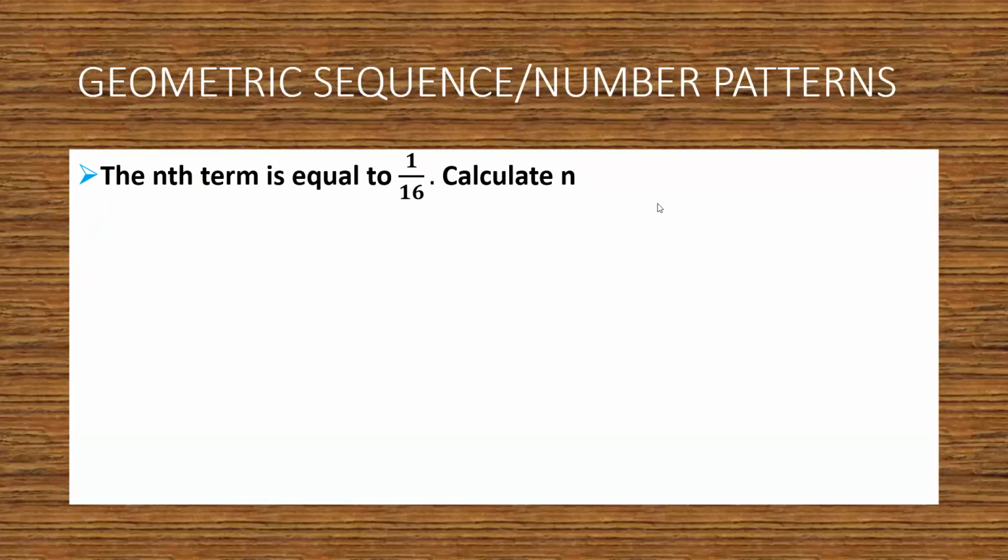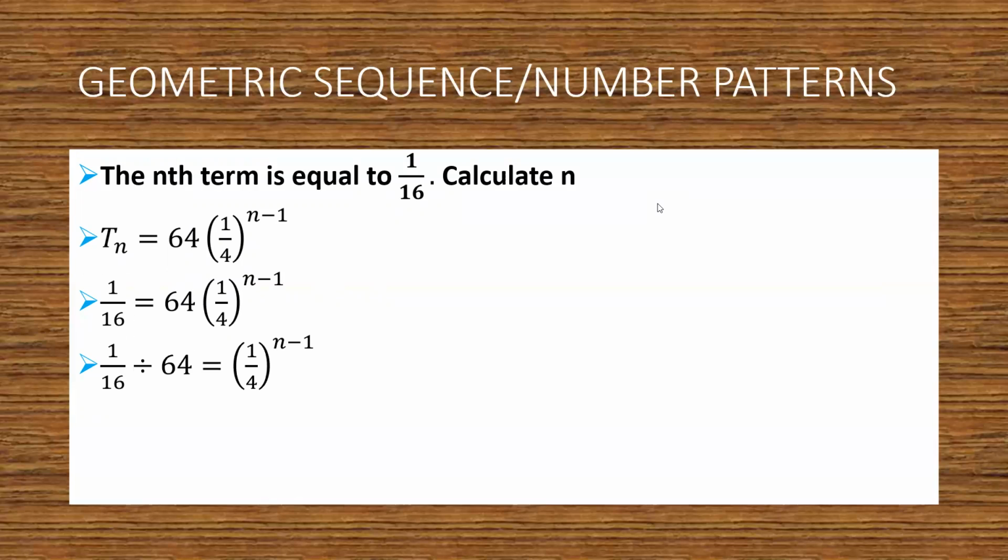Now, if the nth term is equal to 1 over 16, how would you calculate n? From the same sequence, you will take the same sequence, and what are you going to do? We're going to substitute 1/16 into Tn. And how would you go about solving for n? What's the first thing that you're going to do? We're going to divide both sides by 64. And what is 1 over 16 divided by 64?